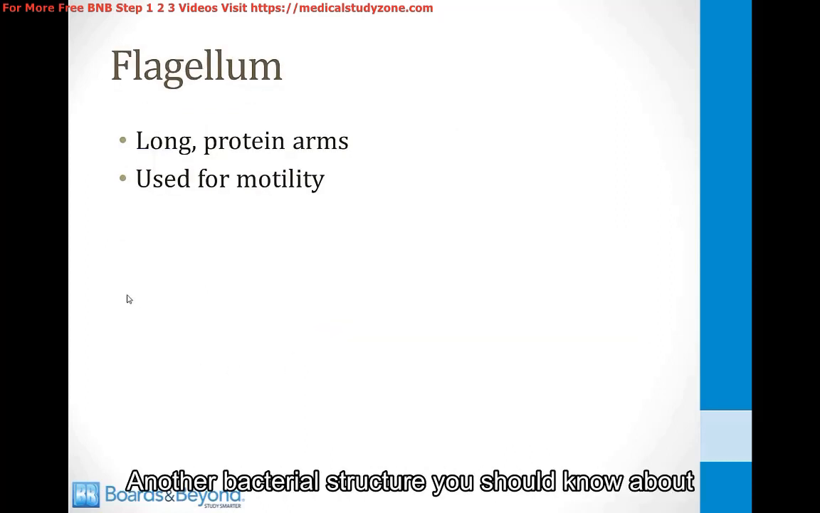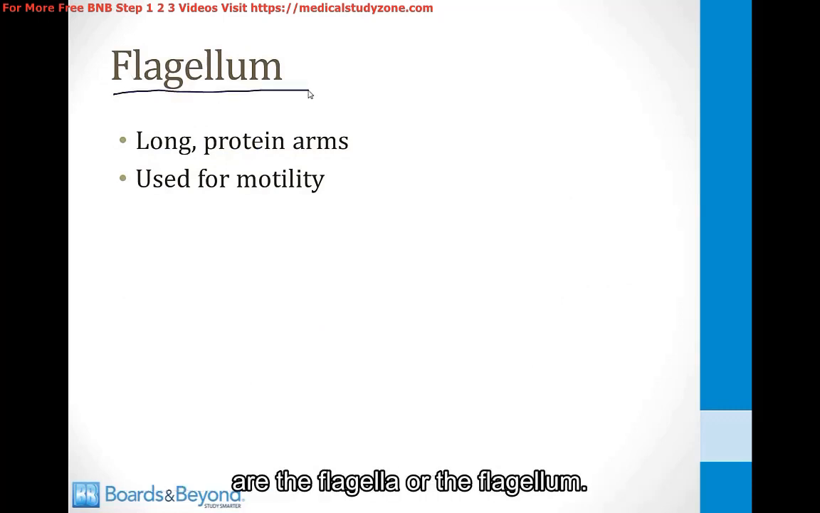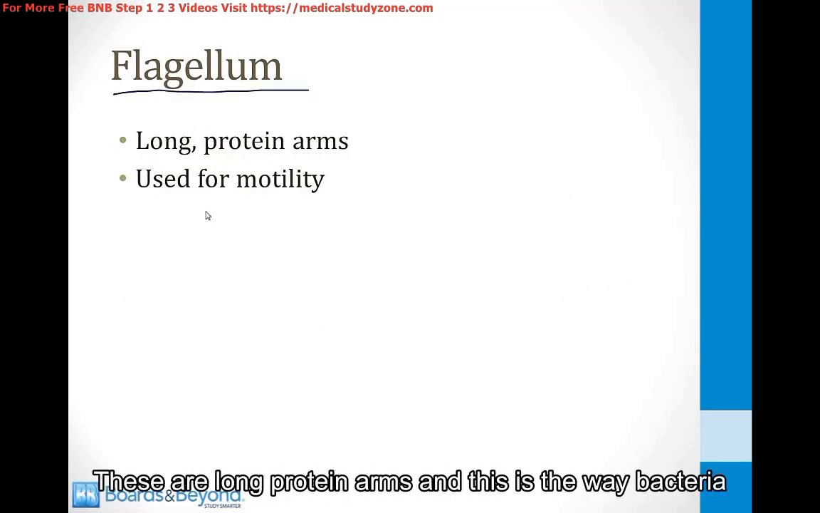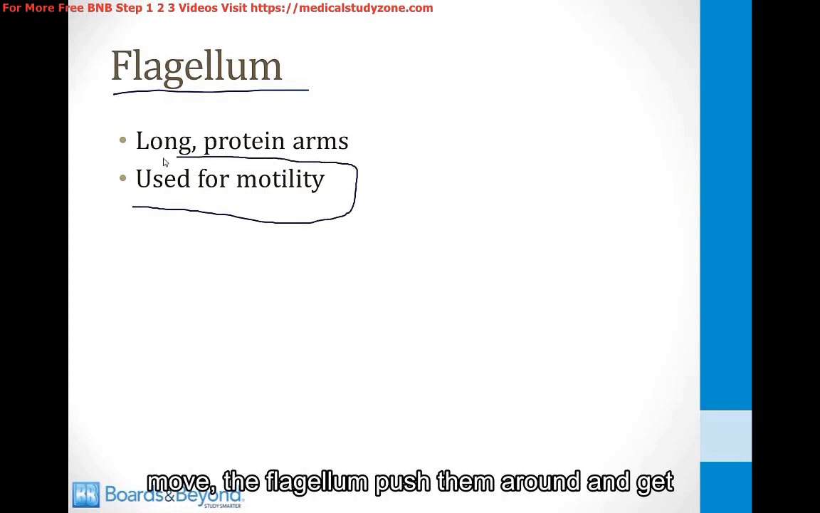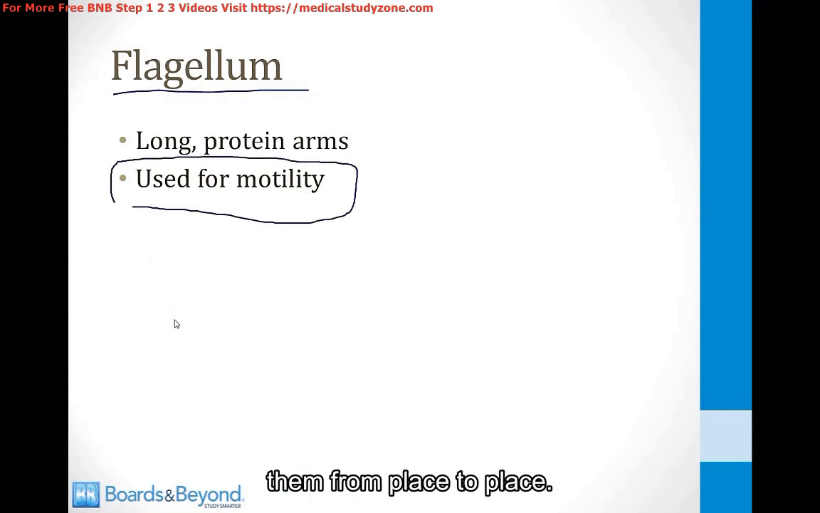Another bacterial structure you should know about are the flagella, or the flagellum. These are long protein arms, and this is the way bacteria move. The flagella push them around and get them from place to place.